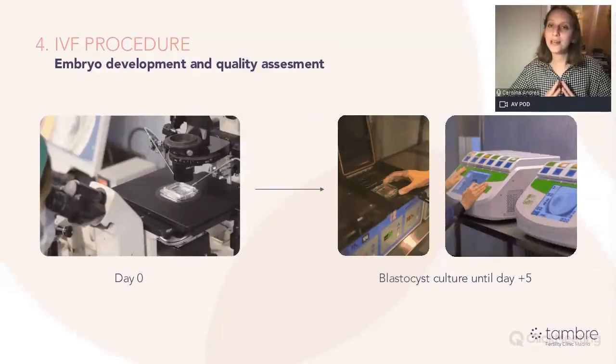So once we have the oocytes classified, we will perform the microinjection. That means that we're going to introduce one sperm that we select into one of the oocytes. This process is repeated for as many oocytes as the patient has, and later on they will be introduced in our incubators. There are many kinds of incubators that you can find.